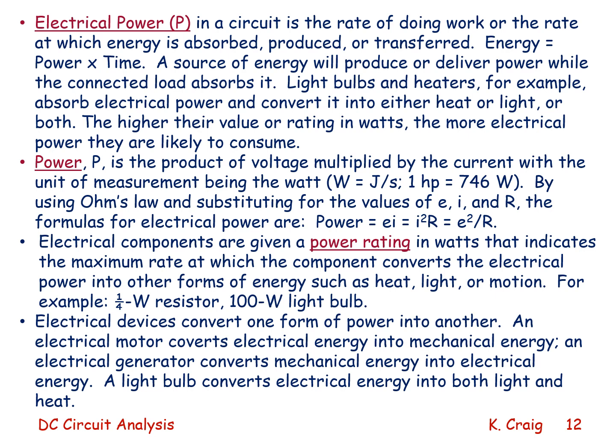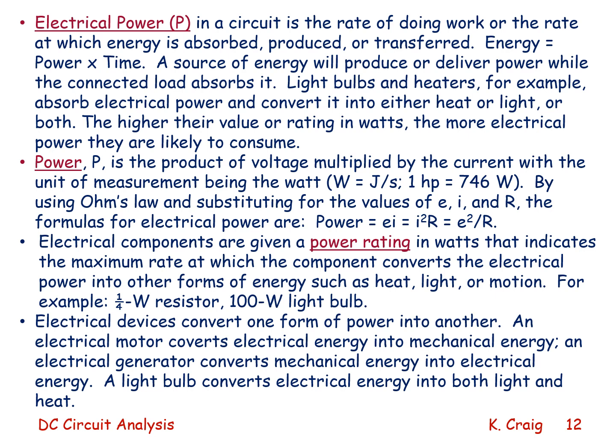Electrical power in a circuit is the rate of doing work, or the rate at which energy is absorbed, produced, or transferred. Energy equals power times time. A source of energy will produce or deliver power while the connected load absorbs it. Light bulbs and heaters, for example, absorb electrical power and convert it into either heat or light, or both. The higher their value or rating in watts, the more electrical power they are likely to consume.